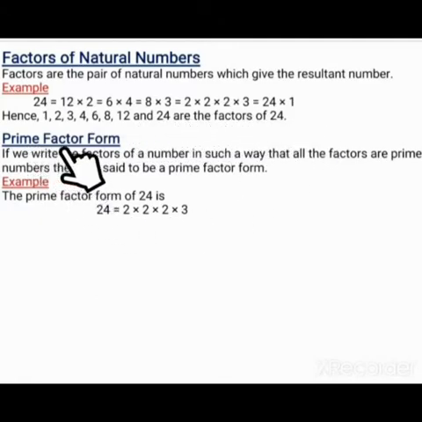Now, prime factor form. If we write the factors of a number in such a way that all the factors are prime numbers, then it is said to be a prime factor form. Example, the prime factor form of 24 is 24 equal to 2 multiply 2 multiply 2 multiply 3.